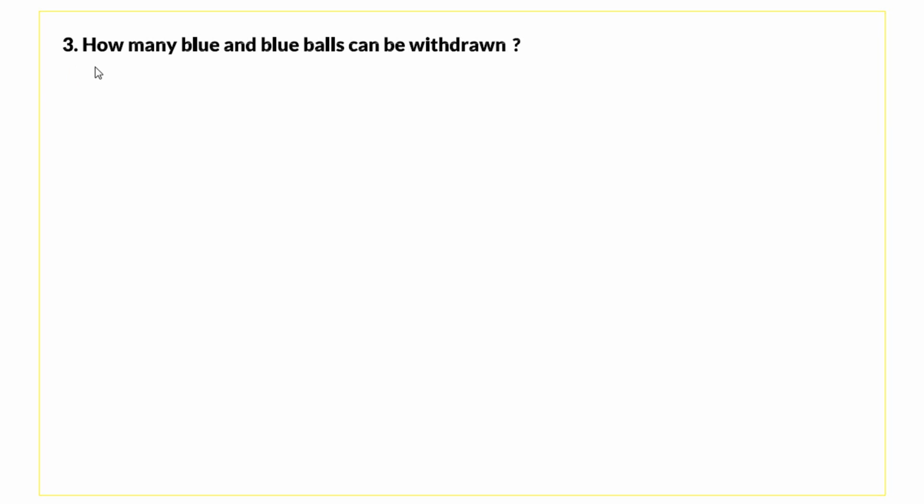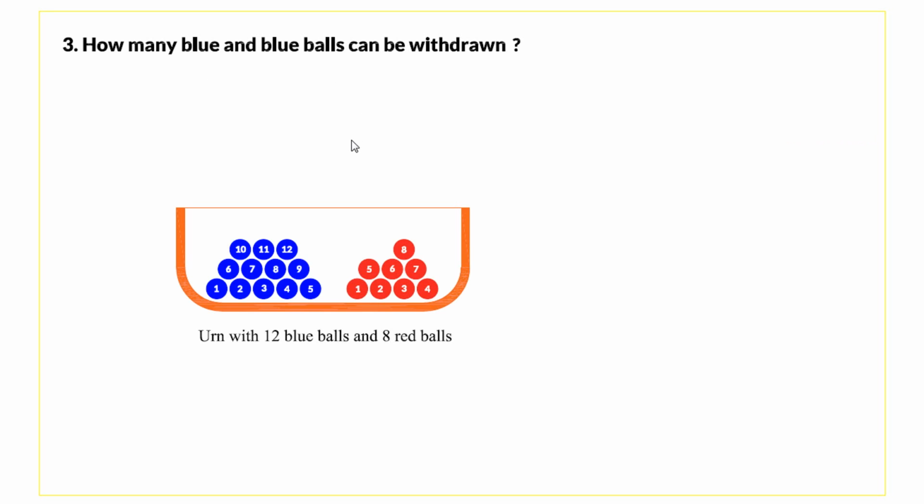Question number 3. How many blue and blue balls can be withdrawn? Or how many 2 blue balls can be withdrawn? So we have the urn with a total population, but we will divide it into 2 subsets. The first one is the blue subset and the second one is the red subset.